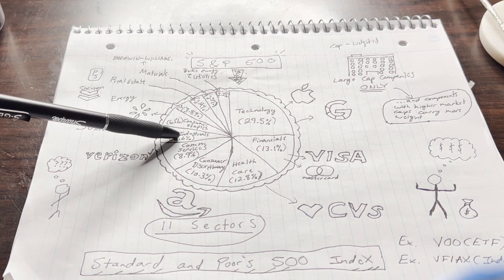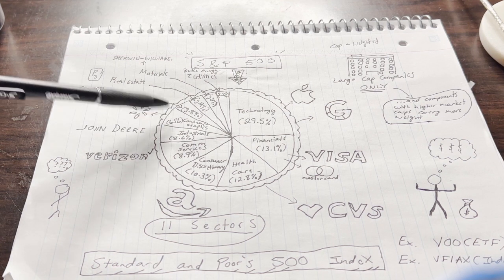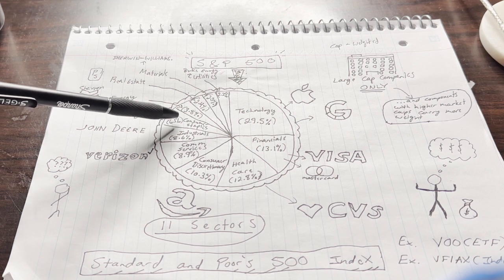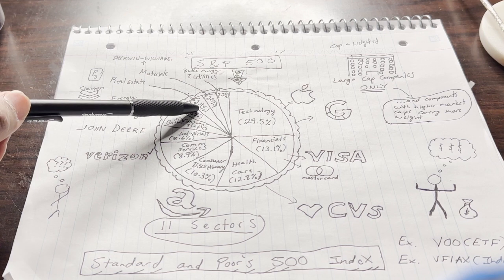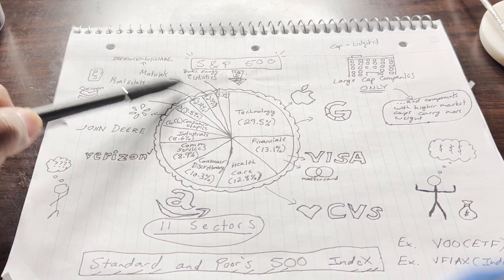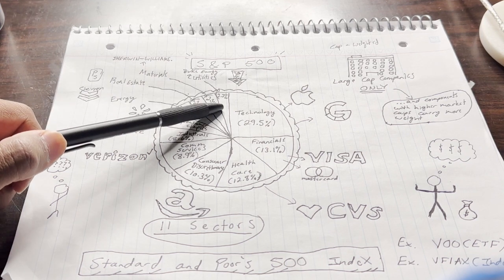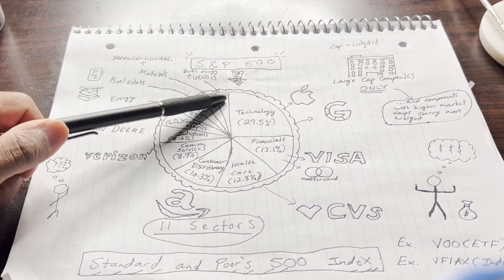Industrial is 8.6%, so think of things like John Deere. Consumer staples, 6.1%. Think about Walmart, Dollar General, and things of that nature. Energy is 3.8%. Think of Chevron. Real estate is 2.4%. Think of Public Storage. And then companies like Sherwin-Williams, that's 2.3%. And then companies like Duke Energy, that's utilities, like your actual utilities that you pay, that's 2.2%.